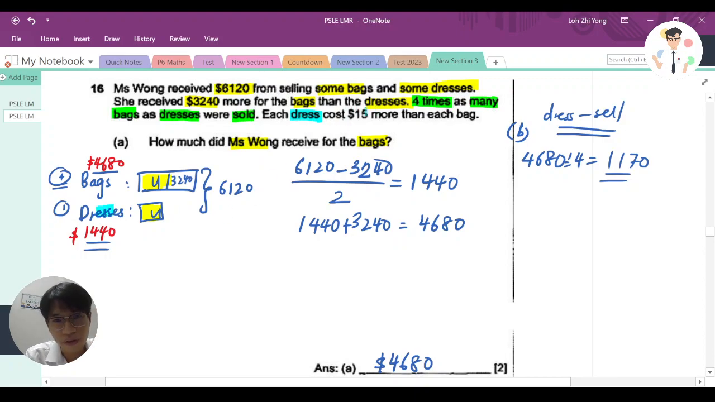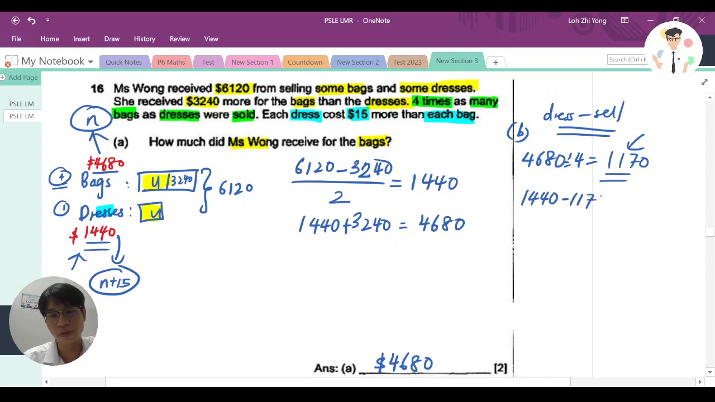each dress costs 15 more than each bag. Means that this dress and this bag, let me just use a different color, this one costs 15 more than this. That's why there's a difference here. One is 1440, one is 1170. So you want to find what's the difference? 1440 minus 1170. You notice that the difference now is 270. Okay? And the question now is, why is there such a difference here? Why is there a 270 difference between both of them? It's because of this 15.